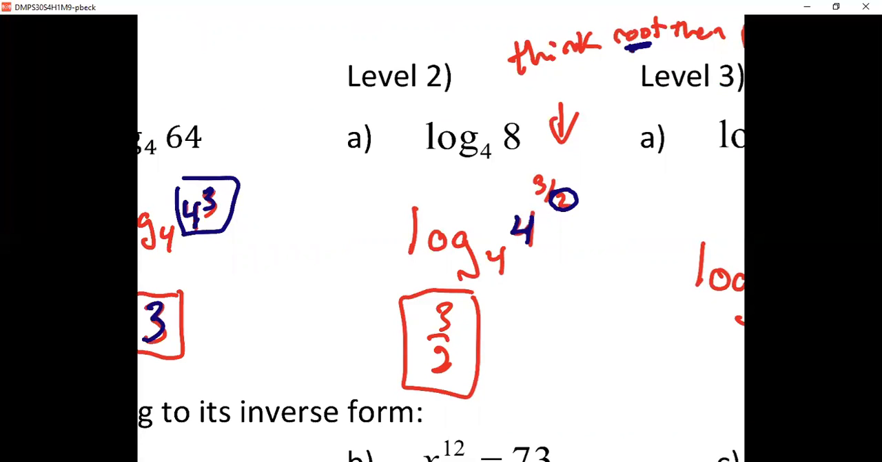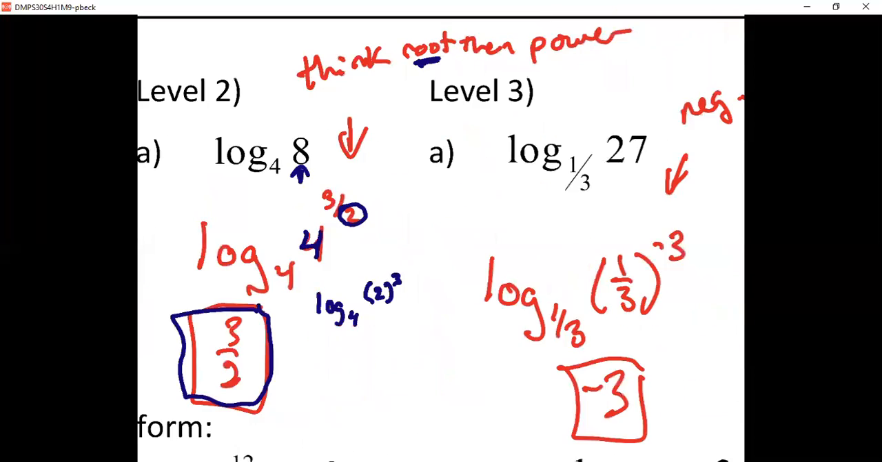So we do the root first, and now that we're down to 2, let me actually show that. This is now log base 4 of 2 to what power gives me the 8 that I want, and that would be 3. So I always look at this and say, okay, the base that we want is 4, so we have to take the root first and then take it to the power to get to that 8. So anyway, 3 halves is our answer. Log base 4 of 4 to the 3 halves is 3 halves.